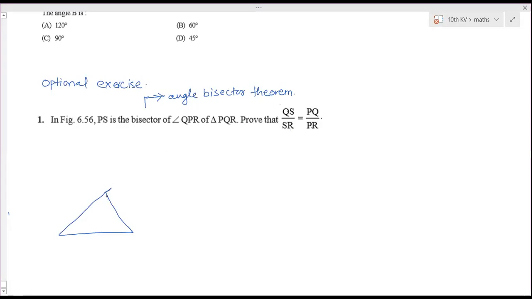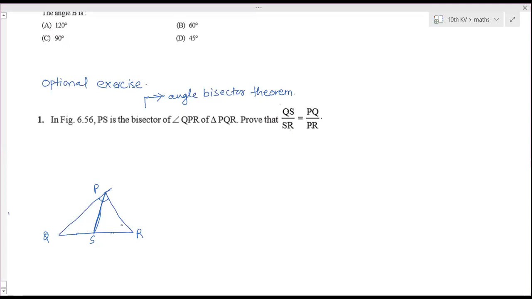So this is angle bisector. PS is the bisector of angle QPR. This is Q, this is P, and this is R. PS is a bisector of angle P. That means these two angles are equal. Then QS by SR: this bisector divides the opposite side in two parts, QS and SR. The ratio of these two parts is equal to the ratio of the sides including the bisected angle. So QS by SR is equal to PQ by PR. Are you able to understand this?